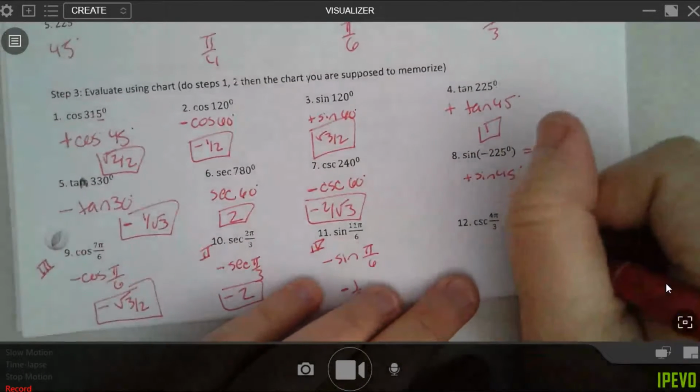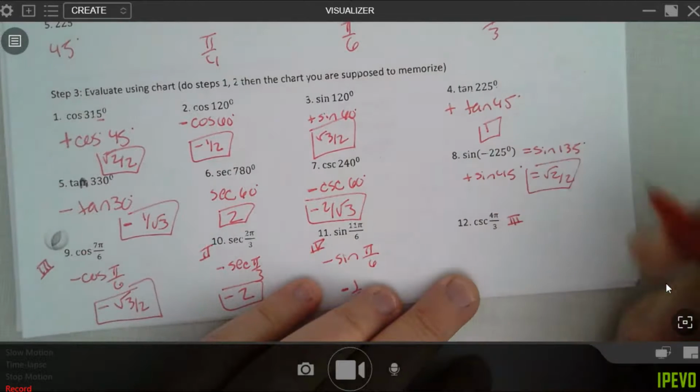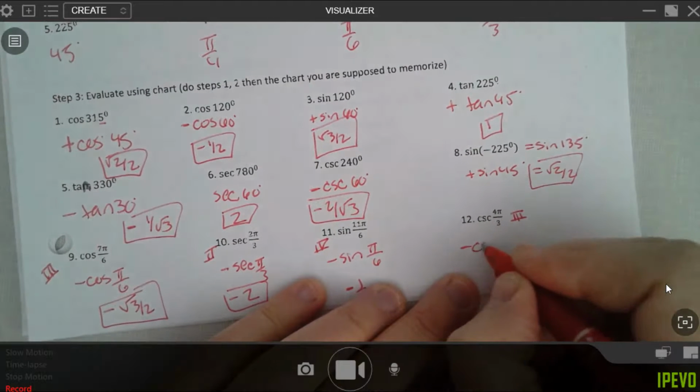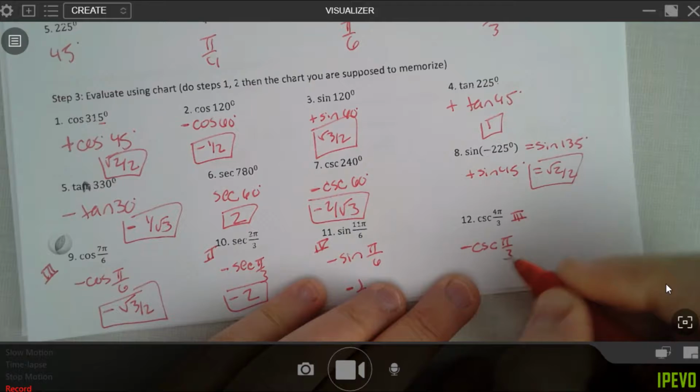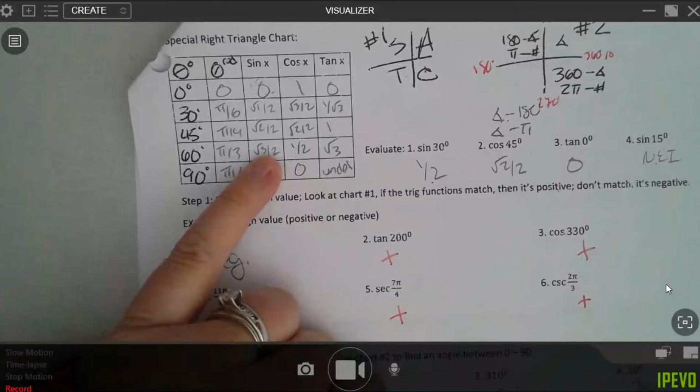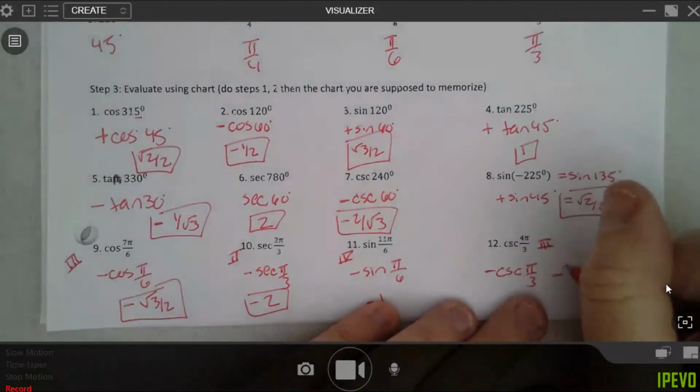So this is my third quadrant because it's a little bit bigger than 1 pi. So cosecant is negative there. So I need to take sine's answer at pi over 3 and flip it. So sine at pi over 3 right here is radical 3 over 2. So this is going to be negative 2 over radical 3.